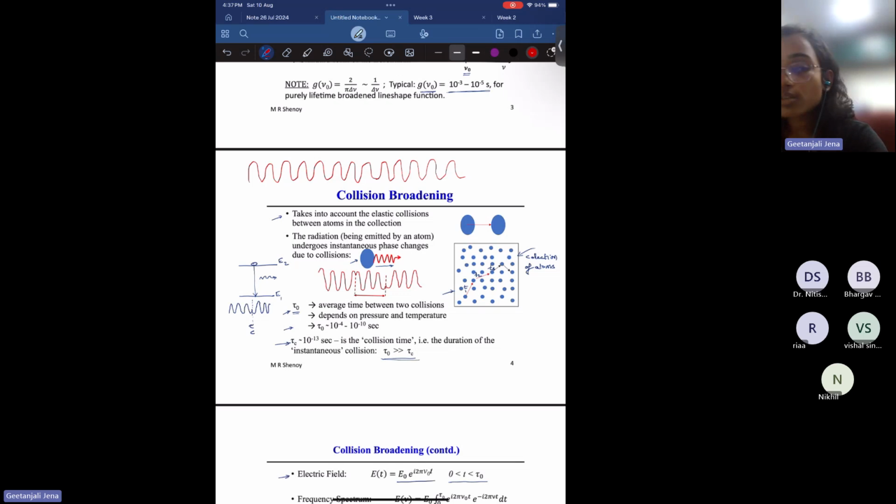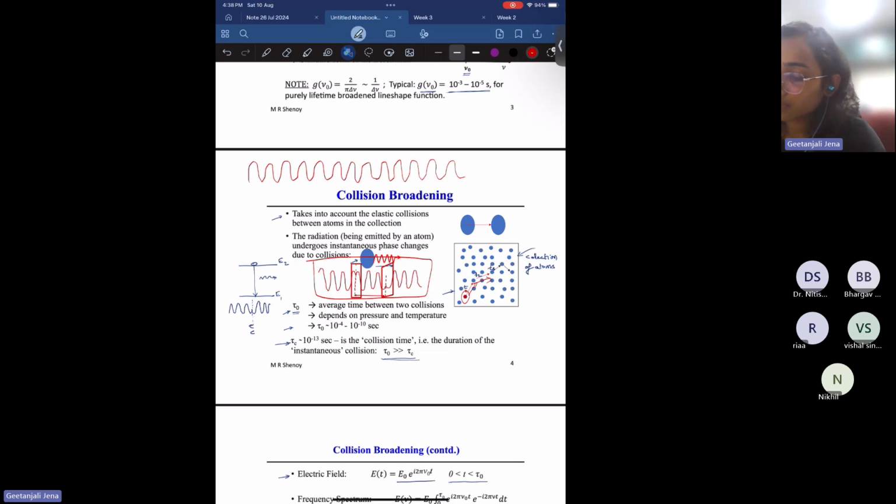But because of the collision, what will happen? If you see this figure, this atom is experiencing two collisions while making a transition. If you see the red arrows, while making the transition it experiences two collisions. So what will happen when it experiences two collisions? The phase of this emitted photon will get changed abruptly. If you see this figure, around this region and around this region, there is a sudden change in phase. It is because of the collision. Now we'll see how this phase change will affect the broadening in the system.